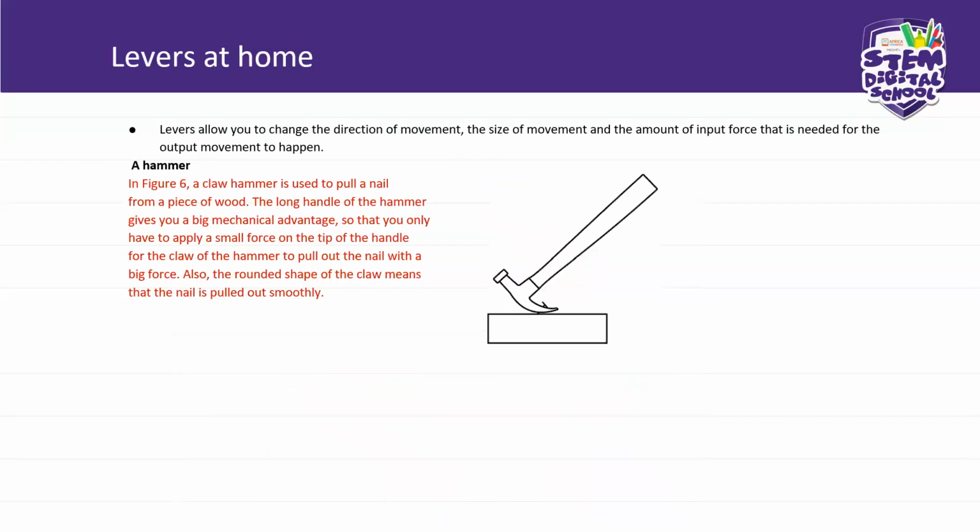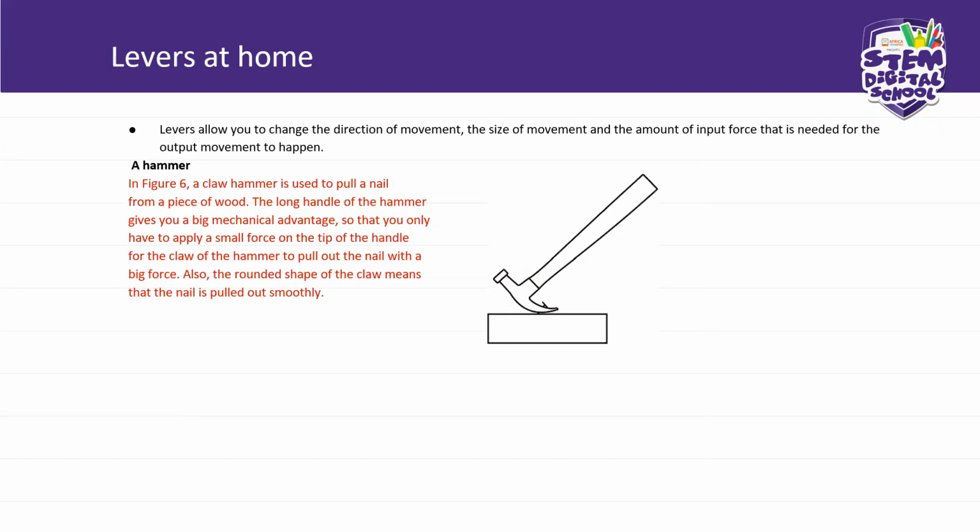Now, we are continuing with levers at home. Levers allow you to change the direction of movement, the size of movement, and the amount of input force that is needed for the output movement to happen. If you were to pull that nail with your hands, you would take perhaps the whole day.